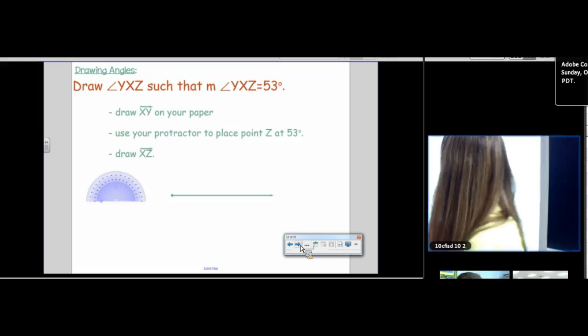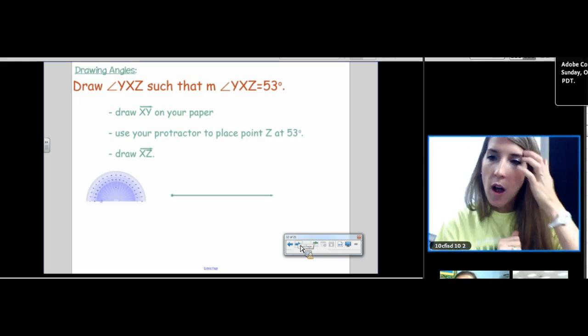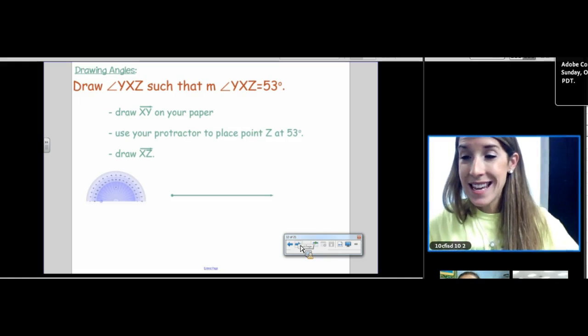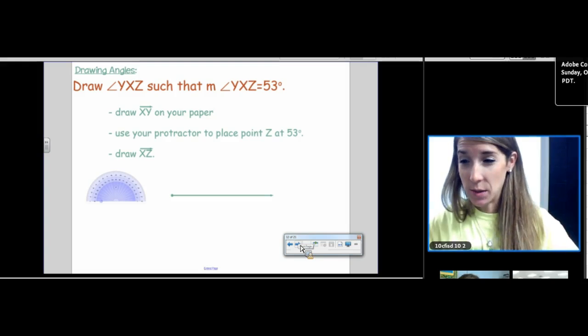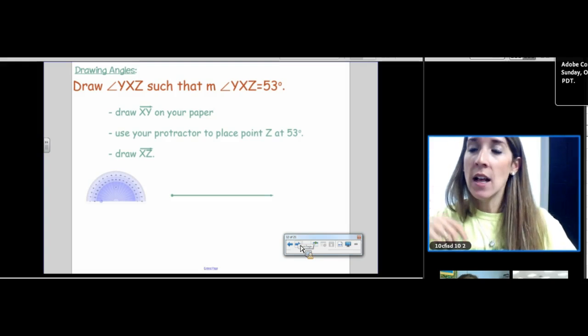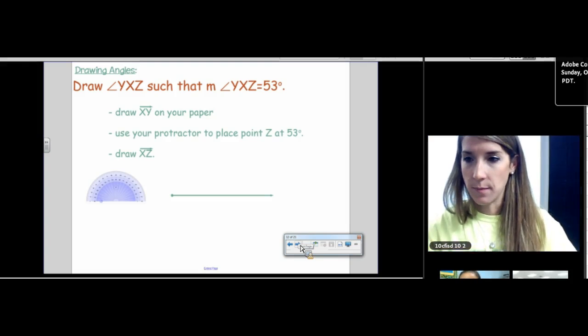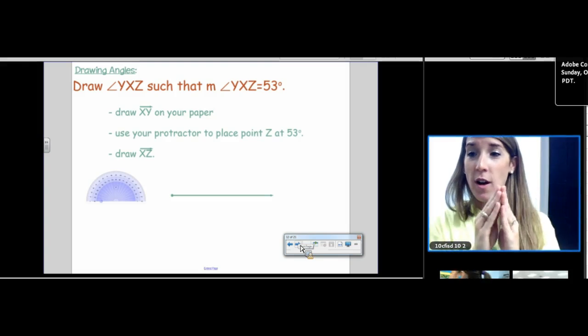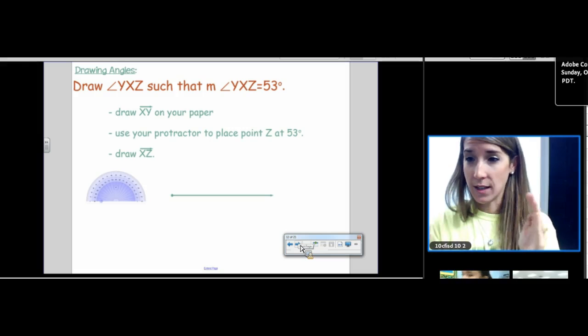Okay, so in your notes, I want you to draw angle YXZ such that the measure, that's what that M means, you're going to see that a lot, such that the measure of angle YXZ is 53. So, start by drawing a ray on your paper. Draw a ray XY.